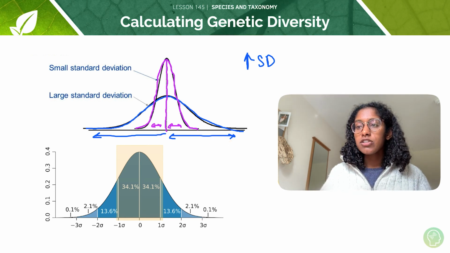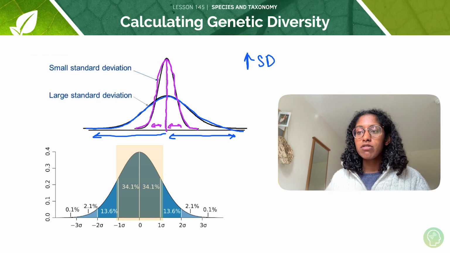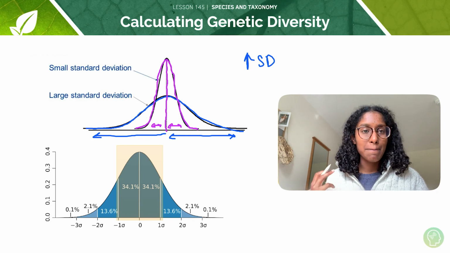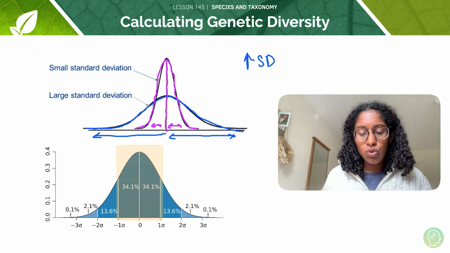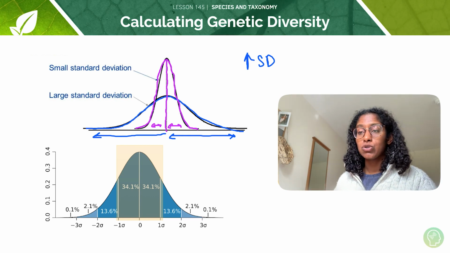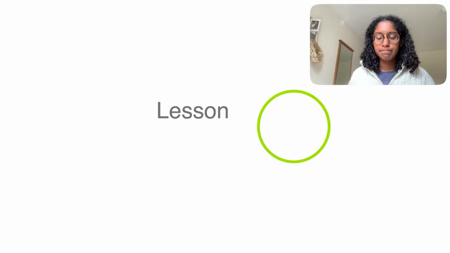So a larger standard deviation, or the further away values tend to be from the mean, the less confident we can be about our results, because it shows that there's more spread around the mean. So we want a smaller standard deviation to be more sure about our results.